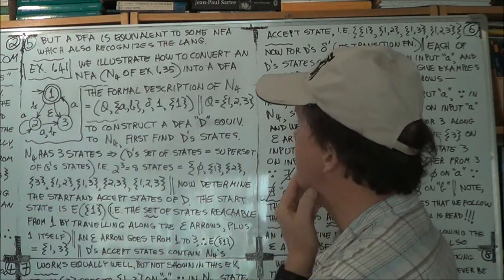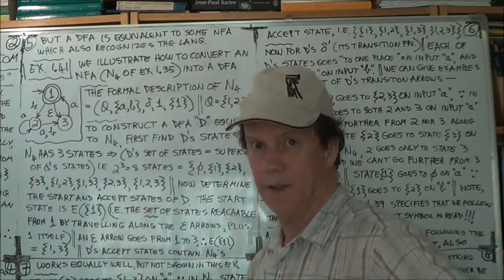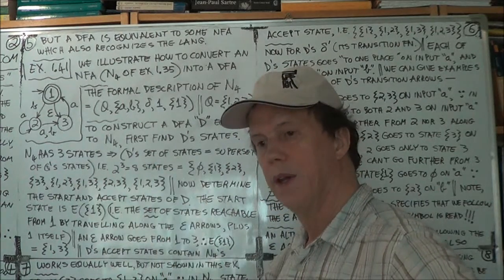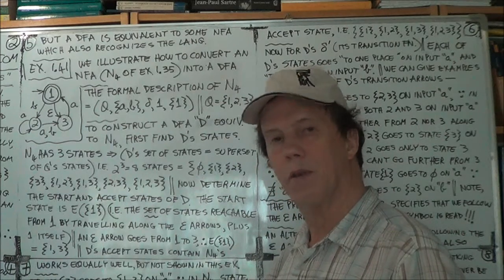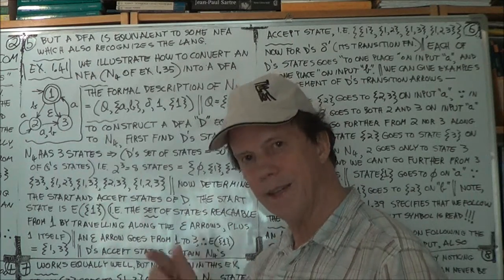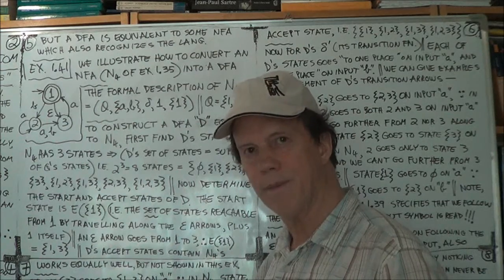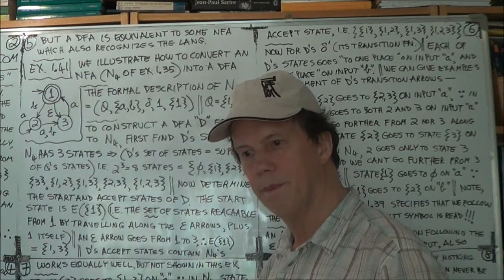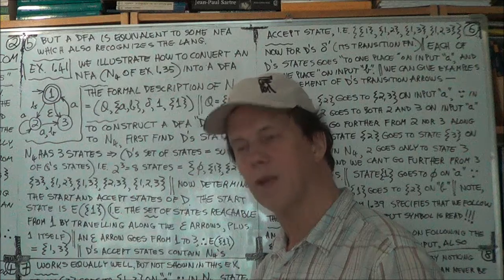Okay, so let's find the states of D. Now remember from the earlier theory and proof, the states of a DFA equivalent to some NFA are in fact the power set of the set of states of your NFA. In other words, of Q.